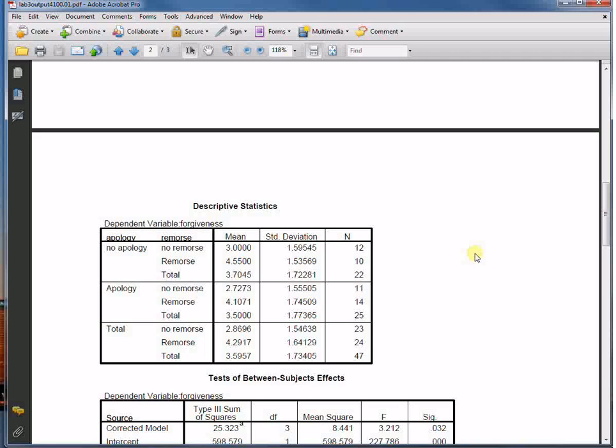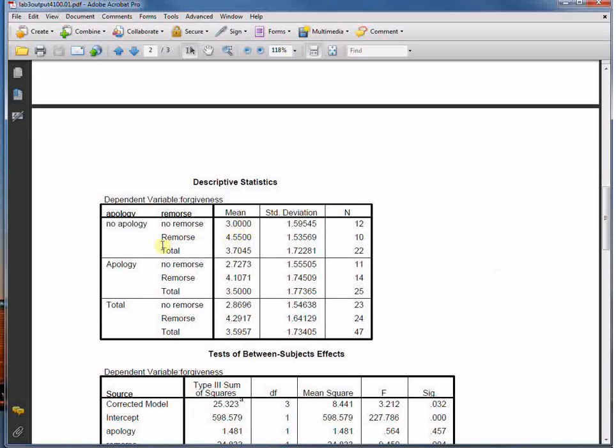Now, if you recall from the lecture last time, we predicted that those in the apology condition would report more forgiveness than the no apology condition. Those in the remorse condition would report more forgiveness than the no remorse condition, and that there would be a significant interaction such that people would be the most forgiving when there was an apology and remorse, and the least forgiving when there was no apology and no remorse.